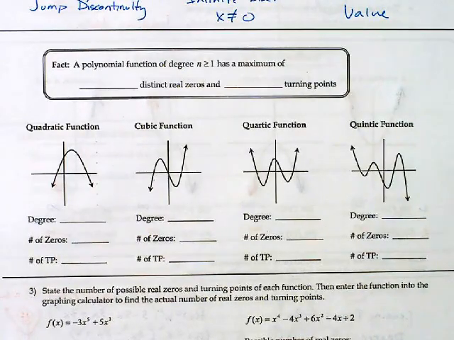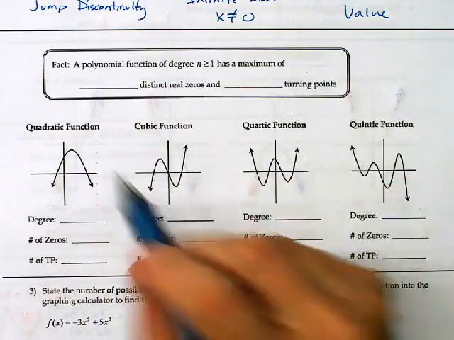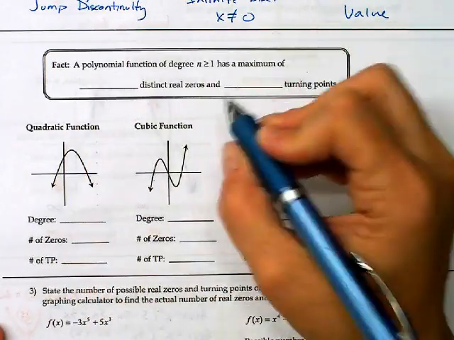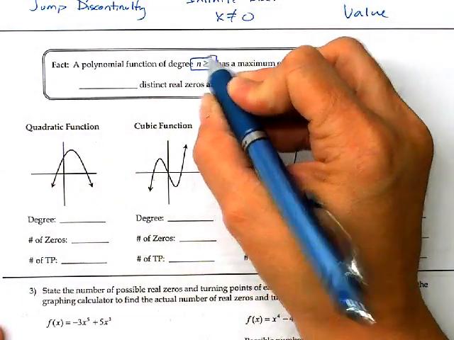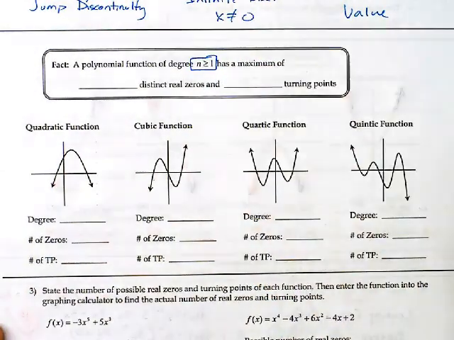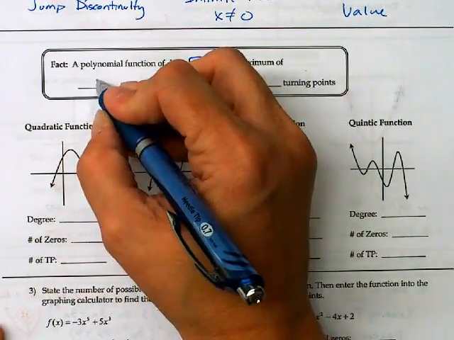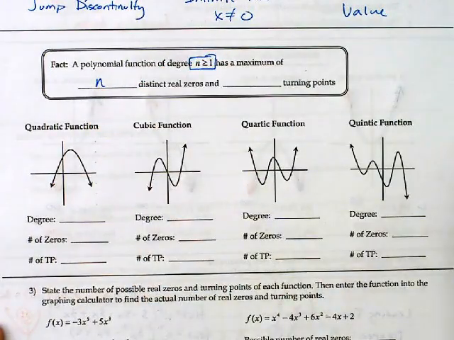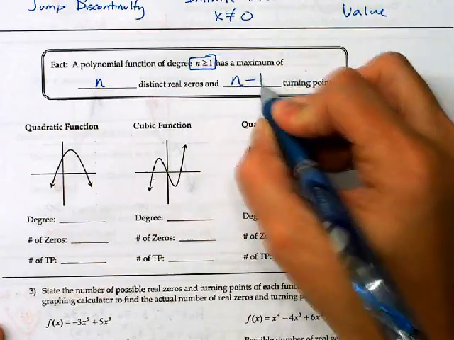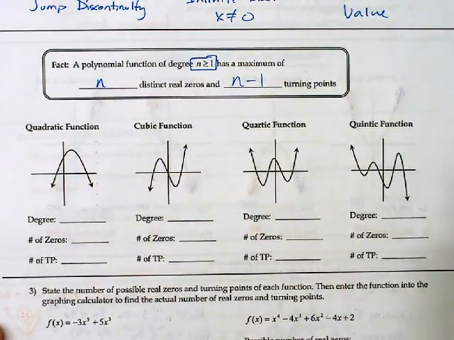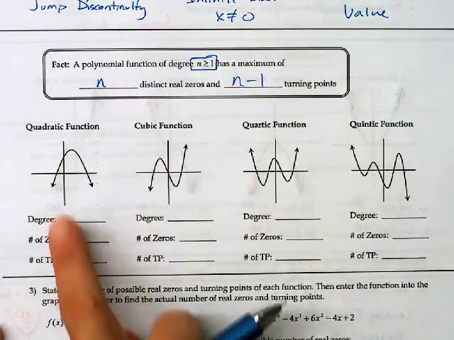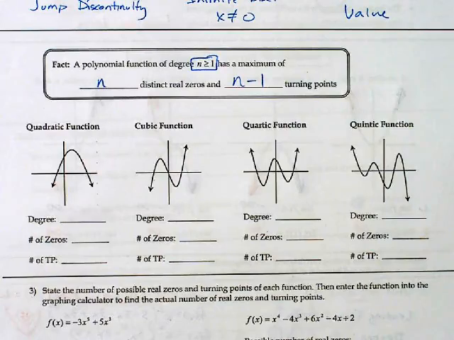Okay, last thing we want to do here together is just be able to quickly determine some features of polynomial functions based on their degree. A polynomial function of degree n greater than or equal to 1 could have a maximum of n distinct real zeros and n minus 1 turning points. Now that seems a little abstract, but perhaps we can use these little sample graphs down here to make sure that we get what that's trying to say.